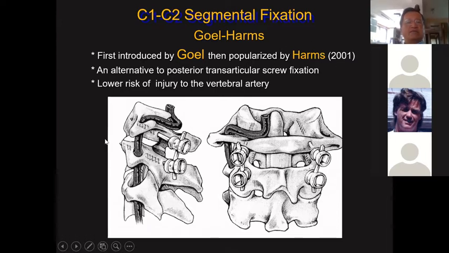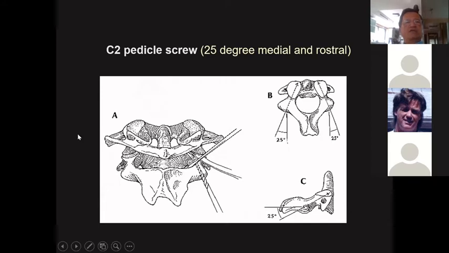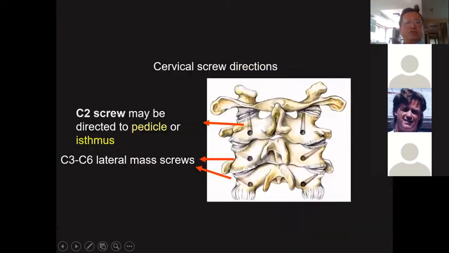This is a C1 lateral mass screw and C2 pedicle screw. Because of the lower risk of injury to the vertebral artery and very good purchase of the screws, you can prefer this technique. C2 pedicle screws must be directed 25-degree medial and rostral. This is the entry point for C2 pedicle screw.